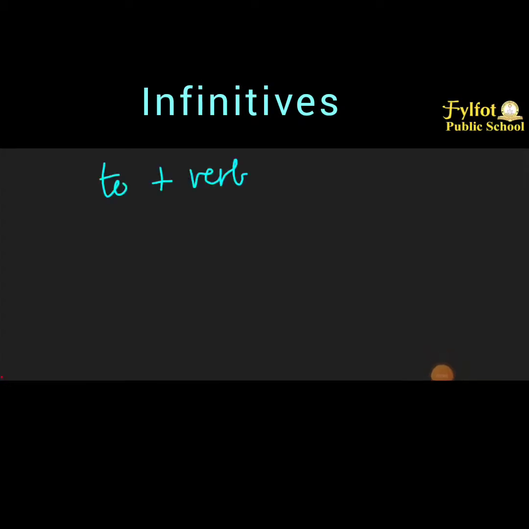So infinitive is created by adding to to the verb. So to plus verb makes infinitive. For example, let's take the word run, and to convert this we add to. So it becomes to run.